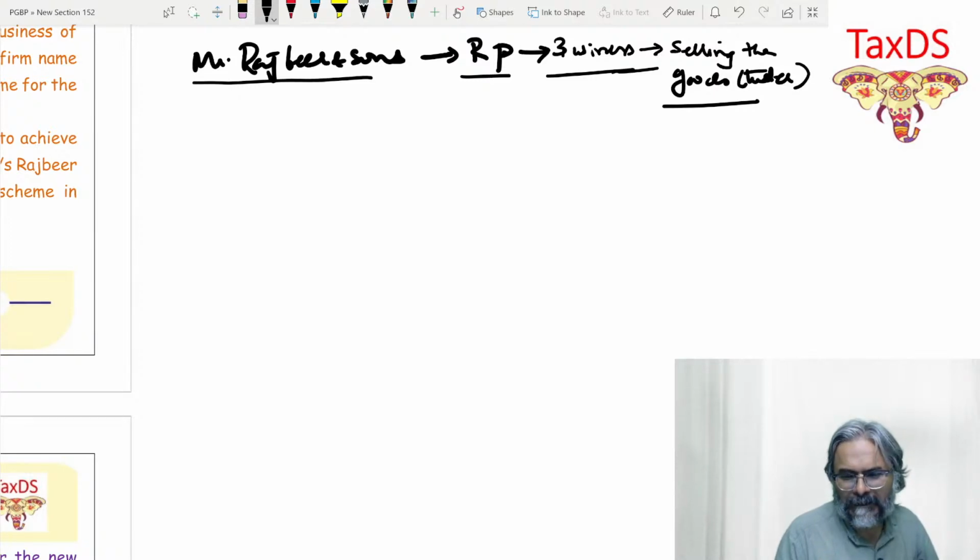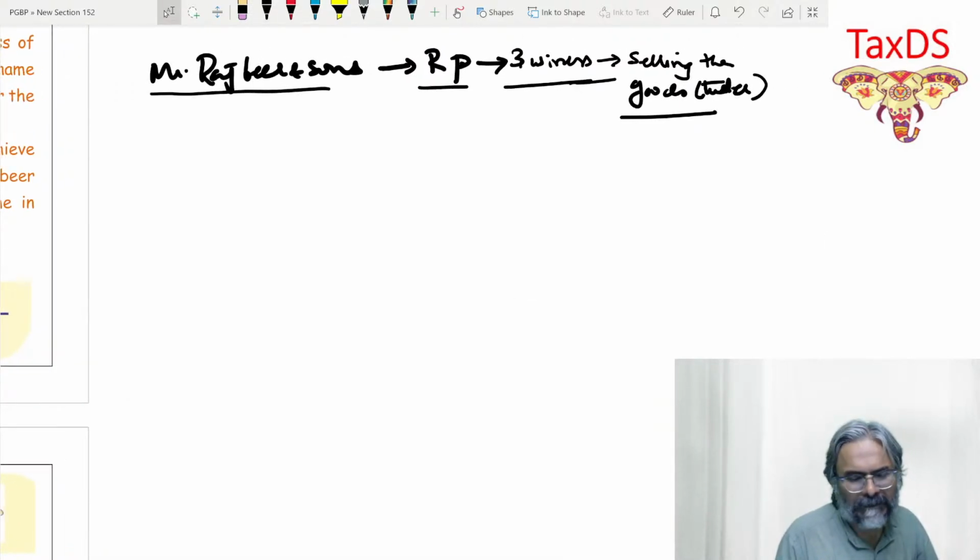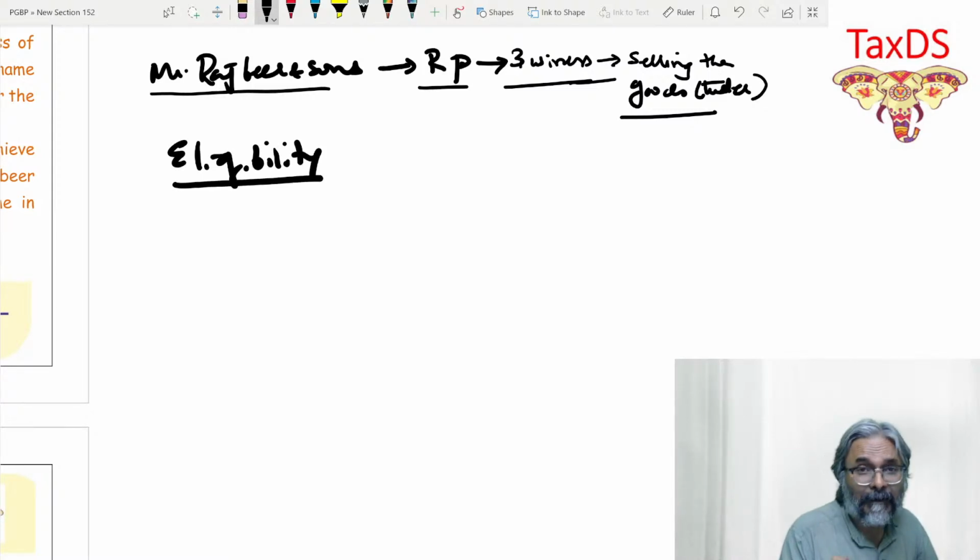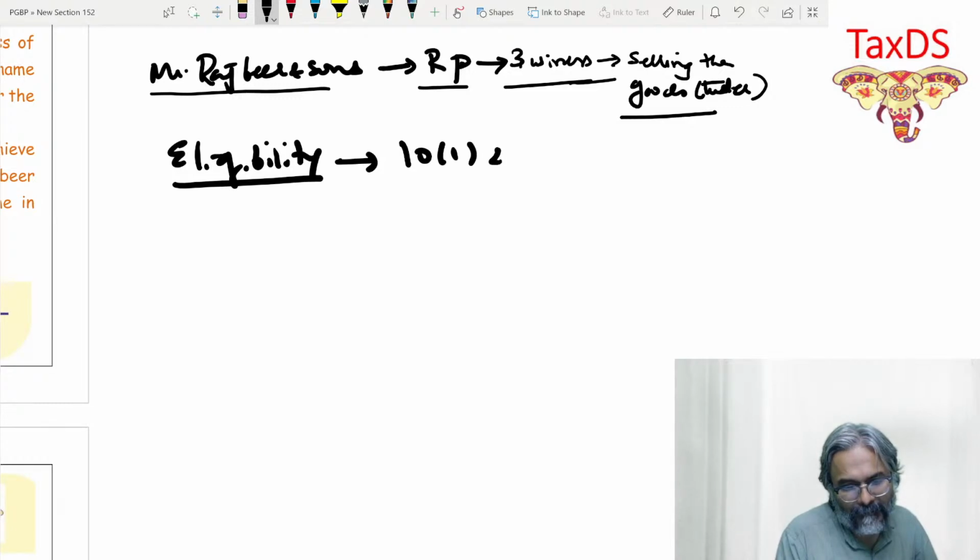So Rajbir and Son, registered person, business of selling goods. Now here, students, we should immediately target where his eligibility lies. Tell me, where is his eligibility? Like R and OR you write in the total income computation, here where is the eligibility? 10(2)(a) or 10(1), 10(2)? Obviously 10(1) and 10(2) of the CGST Act.